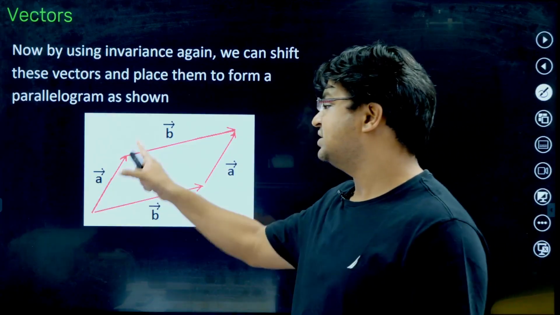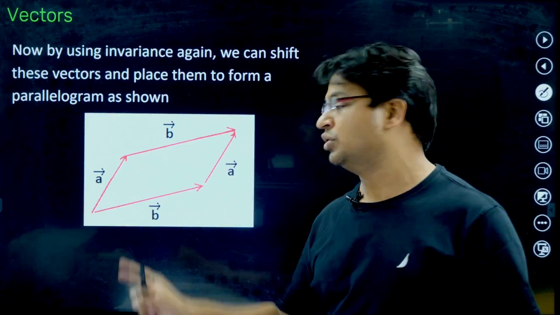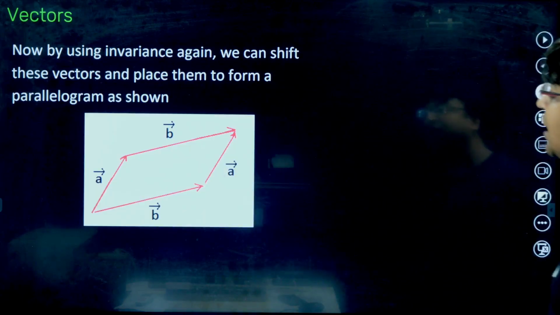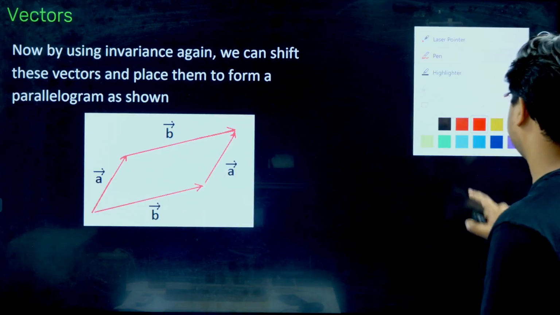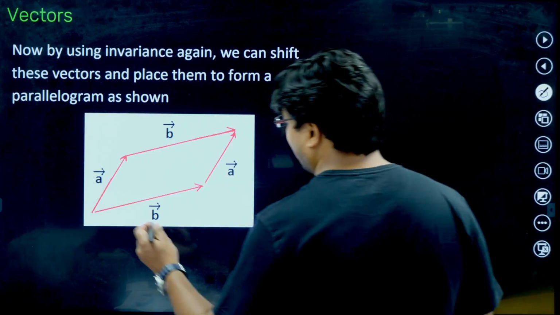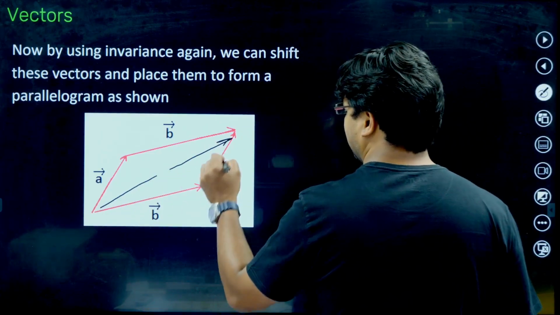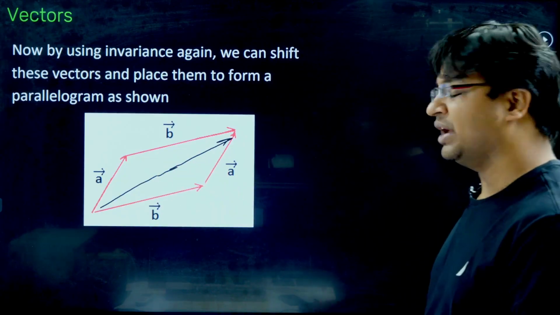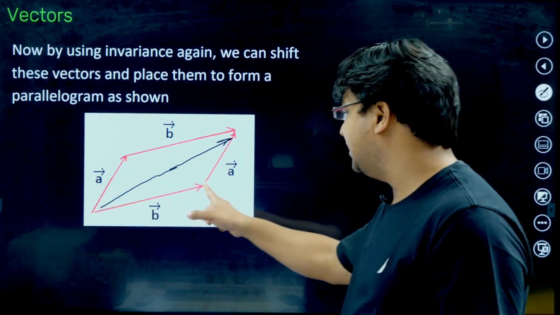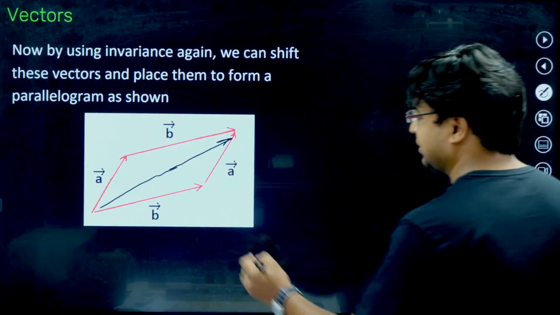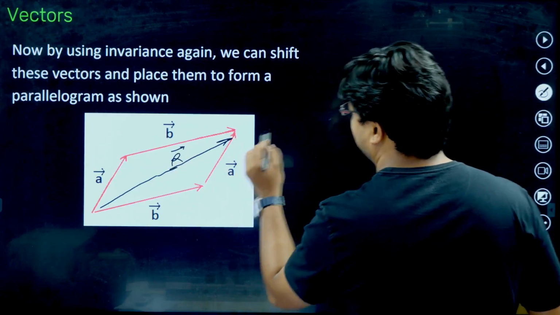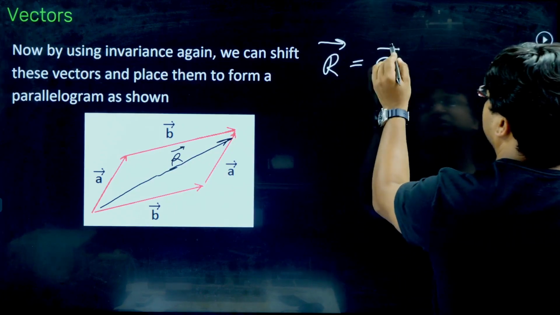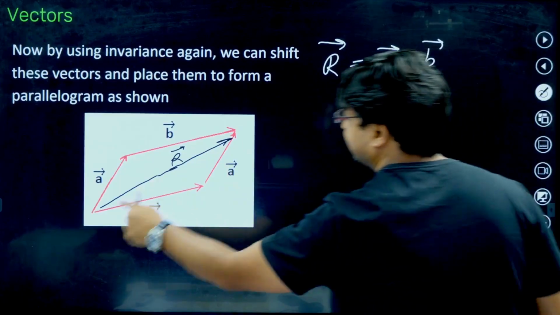You notice that this is a vector, this is a vector, same length, same direction, so both are the same. B vector, same length, same direction, so both are the same. Now notice something very interesting. If I draw an arrow like this and put the arrowhead here, can I call this arrow the sum of b and a? So this arrow is the resultant vector, the r vector we have got. That is one of the diagonals.